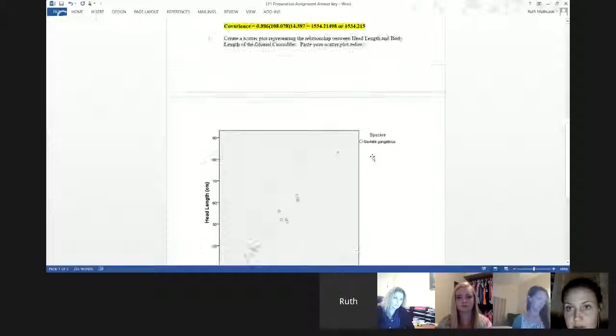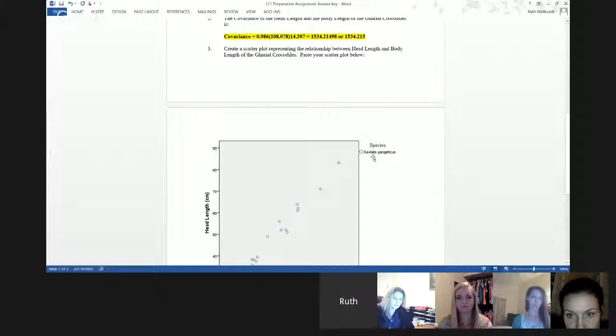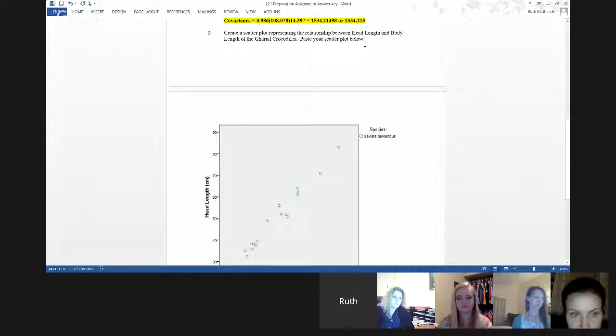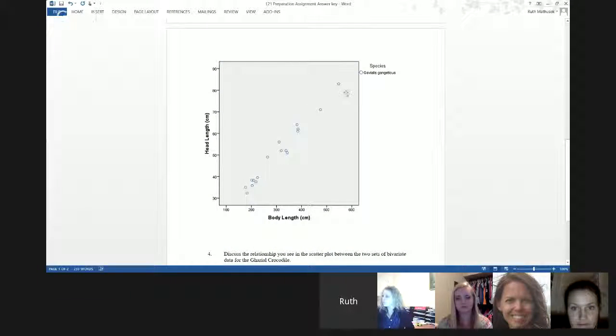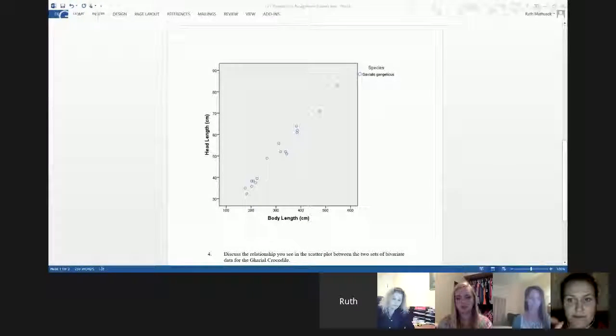Okay, and so for the next question, for the scatter plot, I'm just going to share my screen. This is the scatter plot I got. So create a scatter plot representing the relationship between the head length and the body length of the Jarial crocodiles, and paste your scatter plot below. So this is the scatter plot that I had. That's about how mine looked. It looks a little bit different, like the colors, but aside from that, it's pretty much the same. Yeah, because you did yours on Excel, right? Yeah. Okay.